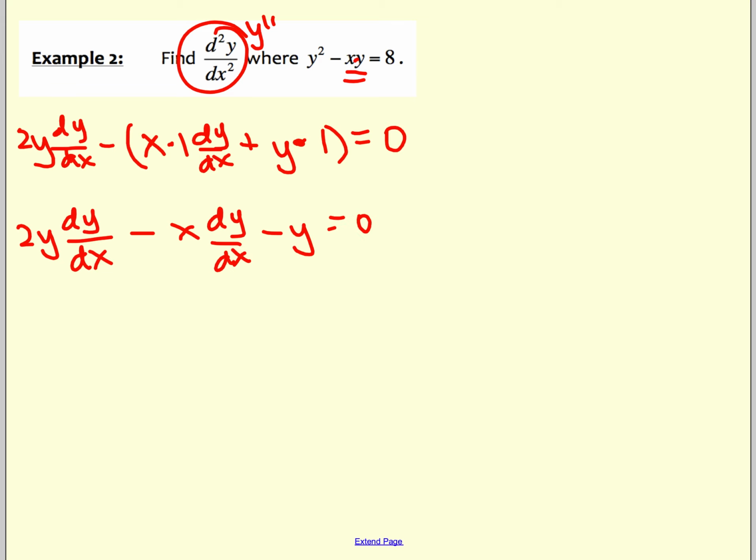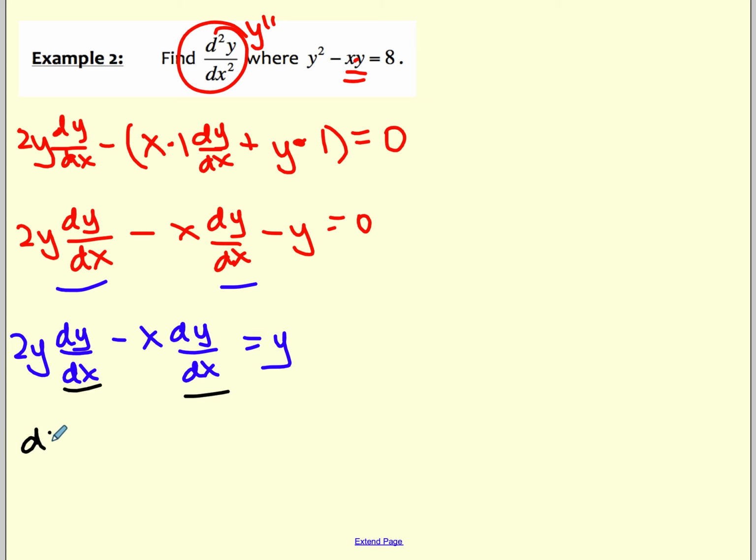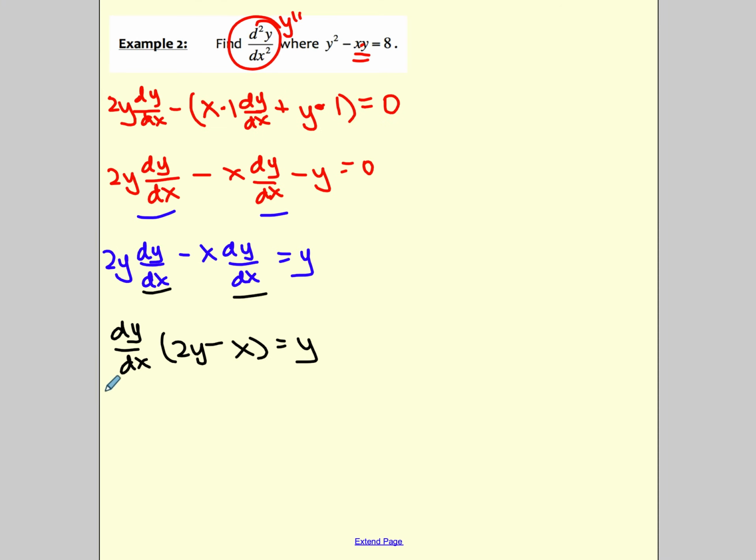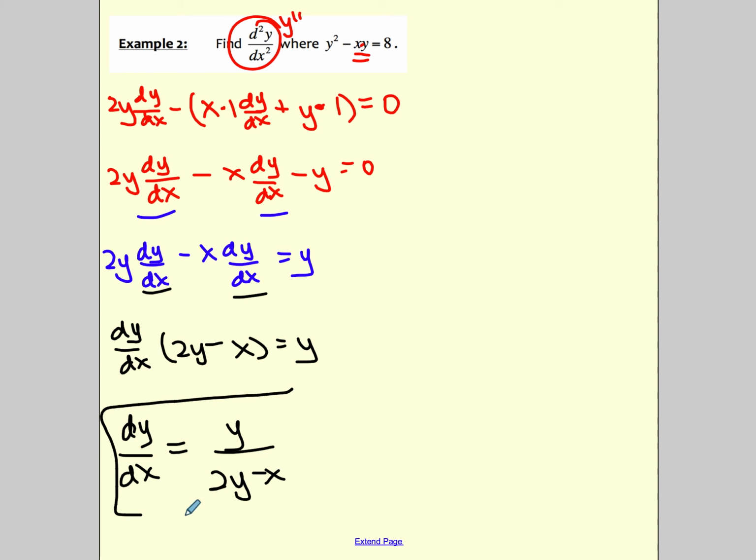And now my goal is to get dy/dx by itself. There are 2 dy/dx's, so what I would do is get them onto one side of the equation. So I'm going to leave them on the left-hand side and everything else on the other side. So I'm going to add y to the other side. So I have 2y dy/dx minus x dy/dx equals y. And then from here I would factor out my dy/dx. So I have dy/dx times 2y minus x equals y. And then to get dy/dx by itself, I would divide both sides by 2y minus x. Okay, so this is my first derivative.